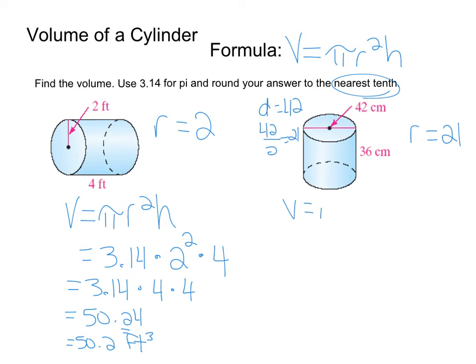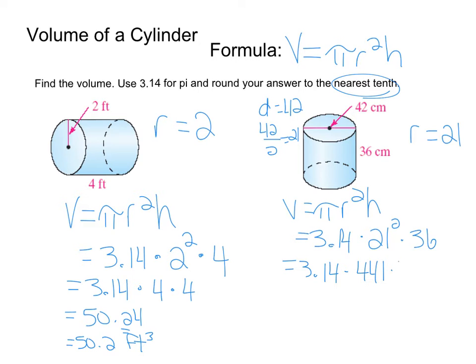So we're going to write the formula every time. We're going to plug in, or substitute, I should say. 3.14 times 21 squared times, what's the height of this cylinder? The height is 36. So we do the exponent first, 3.14, 21 squared. This is going to be a big number. 21 times 21 is 441 times 36. Now I'm going to go all the way across, 3.14 times 441 times 36.